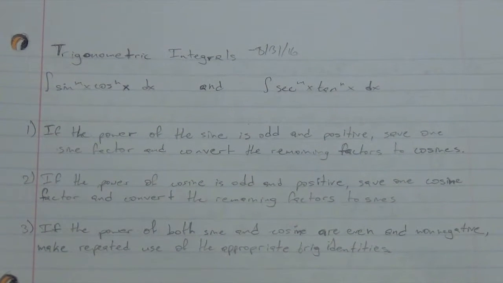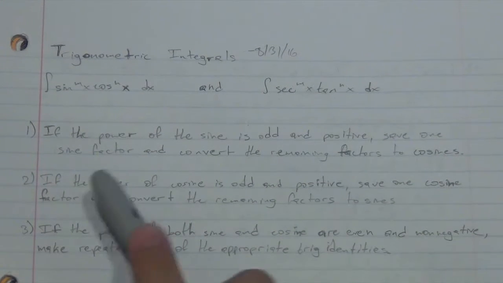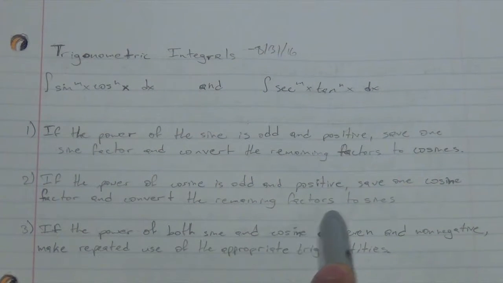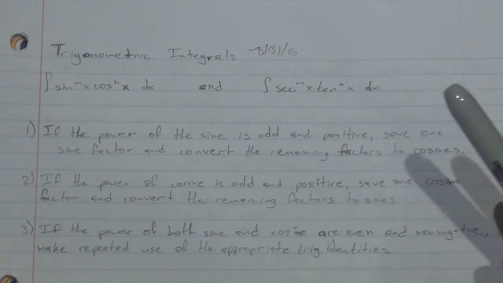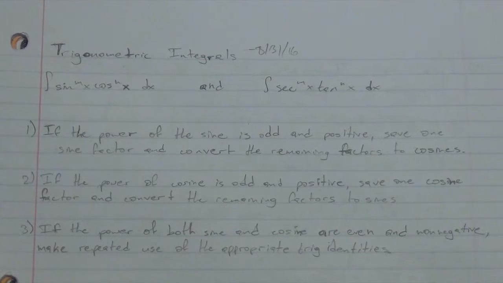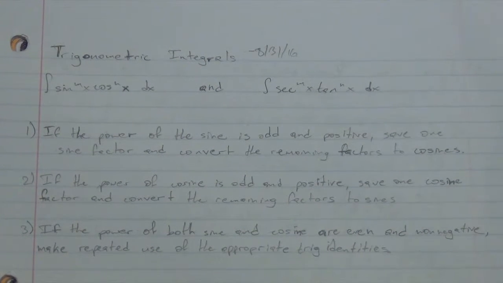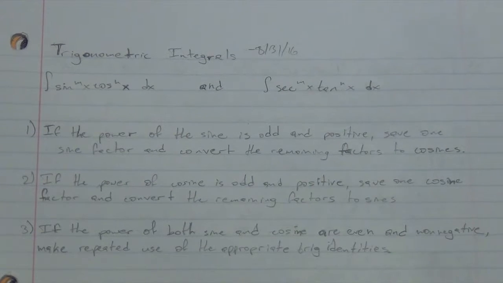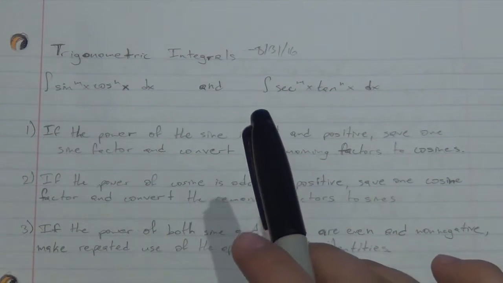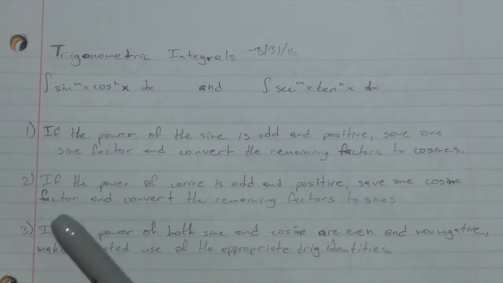Rule number 2 says, if the power of cosine is odd and positive, save one cosine factor and convert the remaining factors to sines. This is basically the same idea as what we just said. If cosine has an odd exponent, so cosine cubed, cosine to the 5th, cosine to the 7th, and so on, you'll take one of those cosines, keep it to yourself, and then you'll convert the remaining cosines into sines.